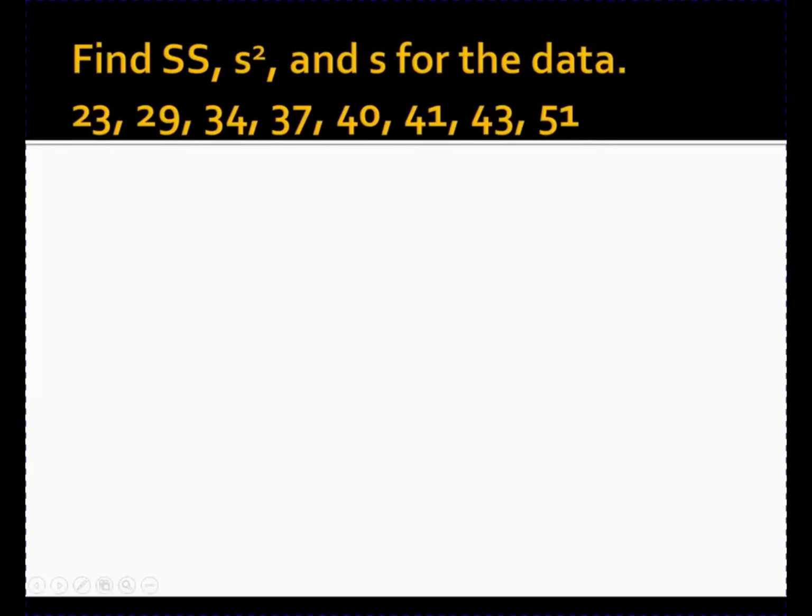So let's go ahead and look at another example. It says find the sum of squares, which is capital S, and we want to find s squared, the variance, and then we want to find s, which is the standard deviation. So the first thing we need to do is make a table with our data values, and we'll list them here on the left in order.